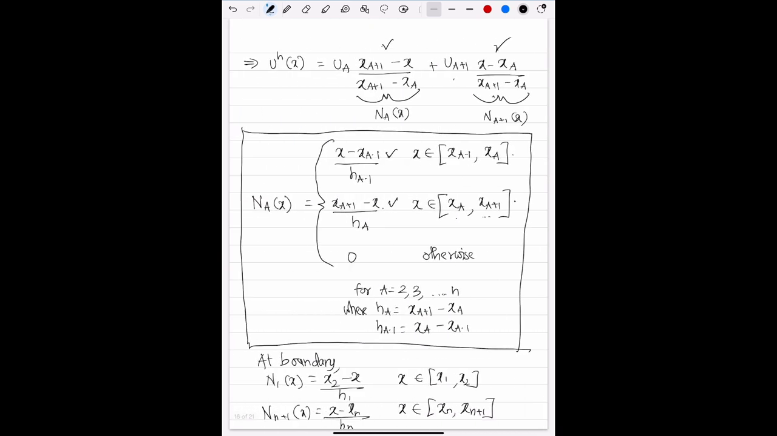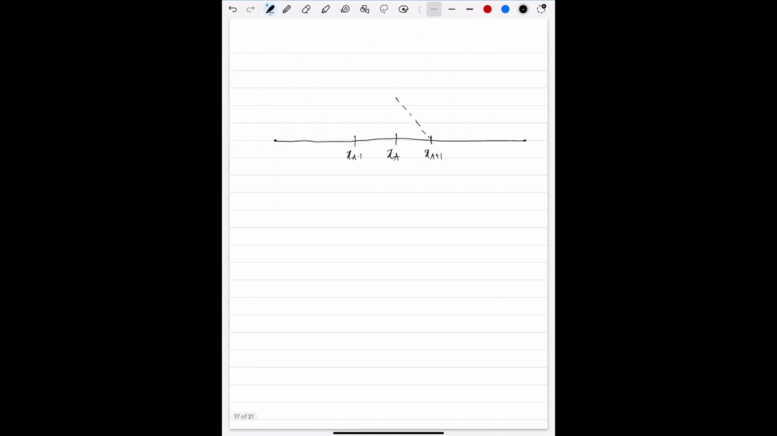Similarly, if you evaluate the basis function for element number A minus 1, then this term over here is 1 at XA, and this term over here is 0 at XA minus 1. So this is what the basis function would look like for element number A minus 1. So essentially the basis function NA looks like a hat, and so sometimes it is also called a hat function. You can notice that NA of x is a hat centered at XA, it's equal to 1 at XA, and it is 0 at the next two nodes.